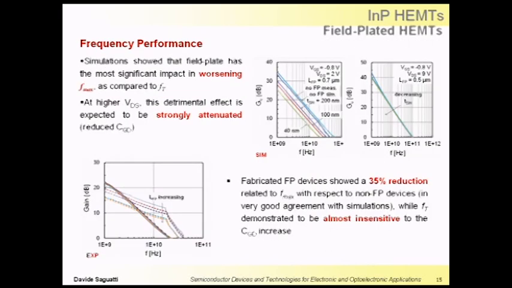The frequency performance, as I said, is the price to pay when applying the field plate, and both simulation and experimental characterization showed that basically only the Fmax worsens when applying the field plate. The Ft is almost insensitive to this modification. The reduction is around 35%. This device goes from 30 gigahertz down to 20 gigahertz. So as you can see here, the Ft is almost unchanged.